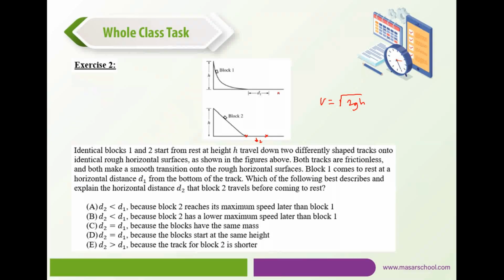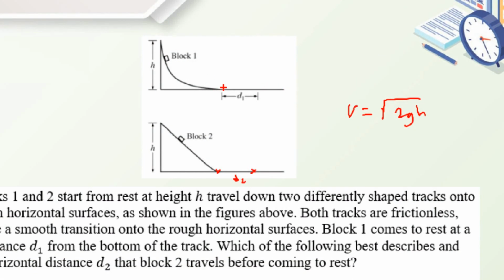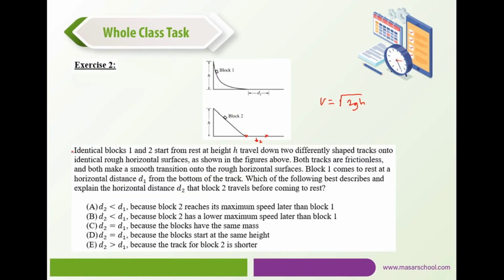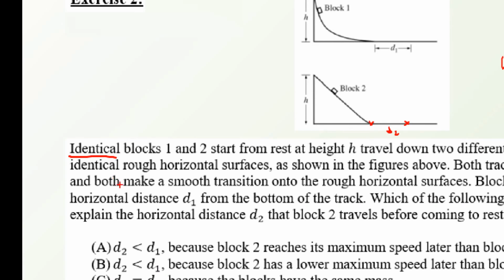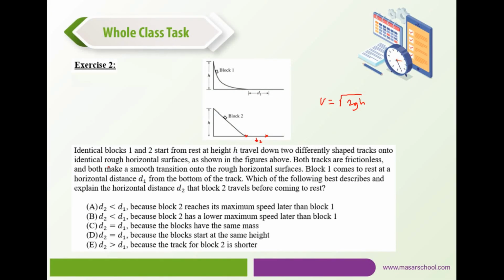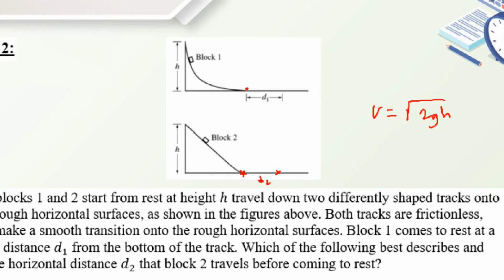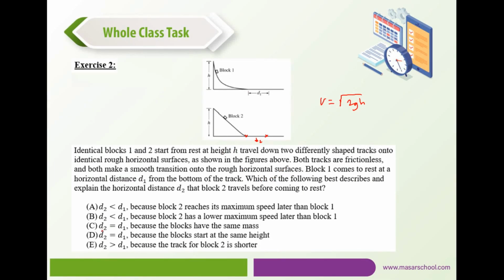Now, because these two blocks will reach these points at the bottom of the ramp with the same speed. Indeed, they're telling us they are identical, so we can ignore the fact that we're differentiating between the masses. So whenever they reach this point they will acquire the same speed, which means exactly they will stop at the same distance, which means that d1 equals d2 because they start at the same height.